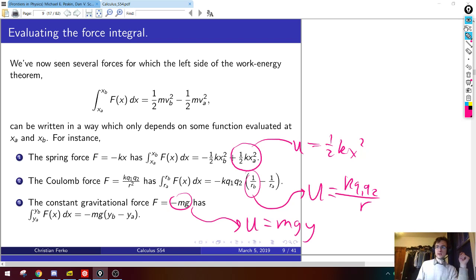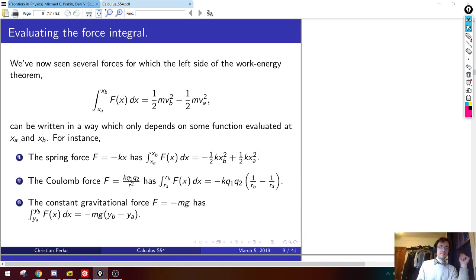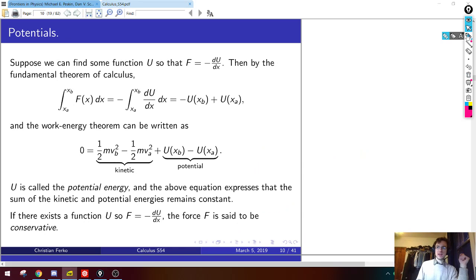Yes. Good. Let me just emphasize one thing. You can't always do this. If there exists a function u such that the force is minus du dx, then the force is said to be conservative. It means there's some conserved energy. That's not always true. An obvious example is friction.